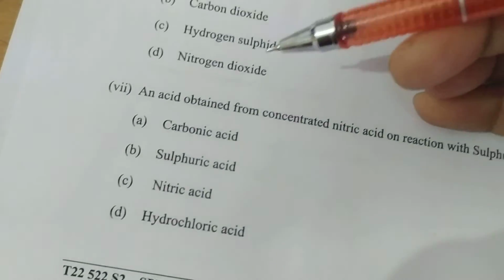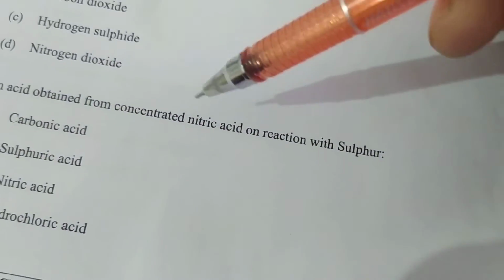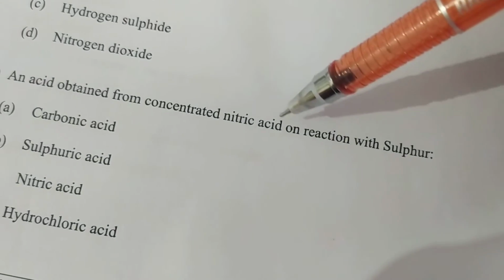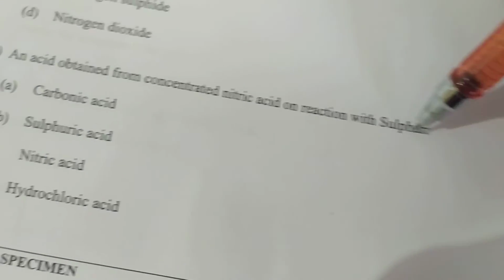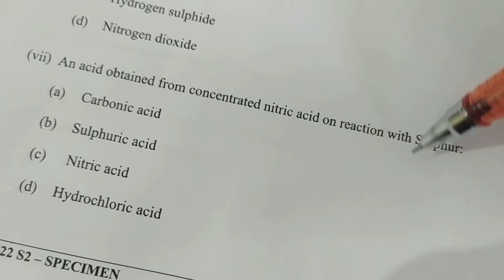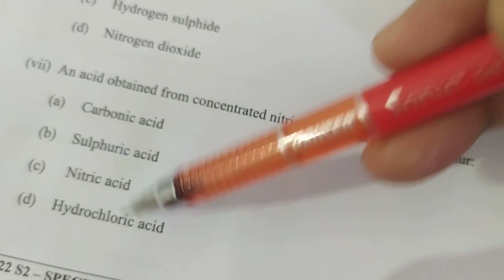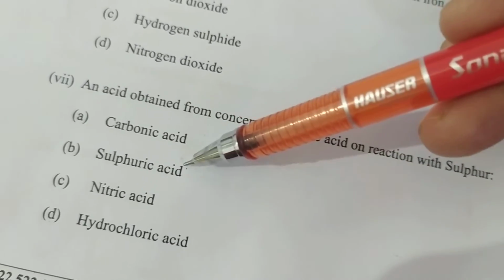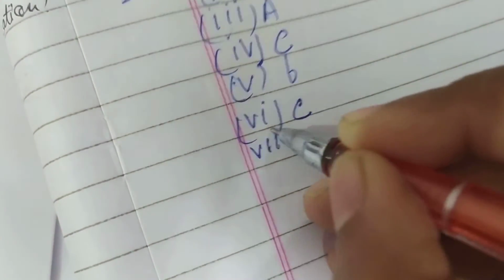Next is the seventh. An acid obtained from concentrated nitric acid, which is a very good oxidizing agent. It oxidizes sulfur too. Obviously when sulfur is present, the acid in which sulfur is present is sulfuric acid. Here the answer is B. So answer number 7 is B.